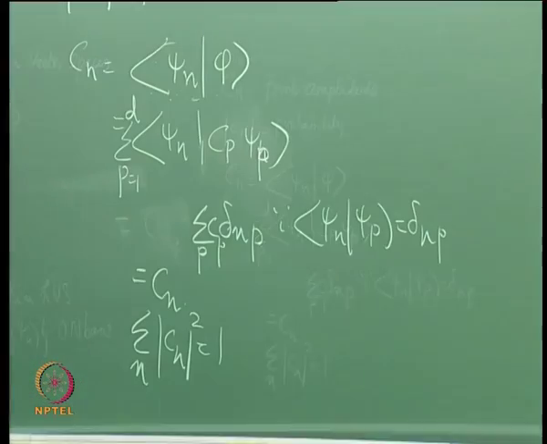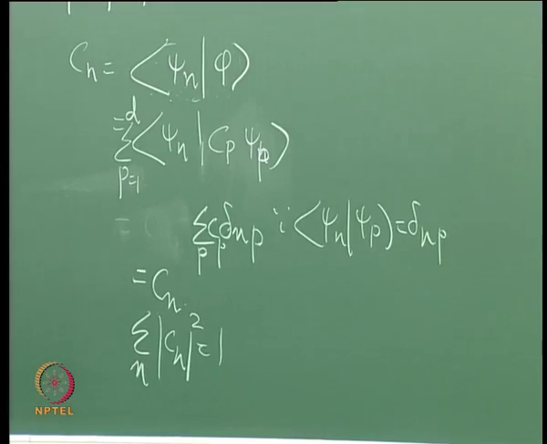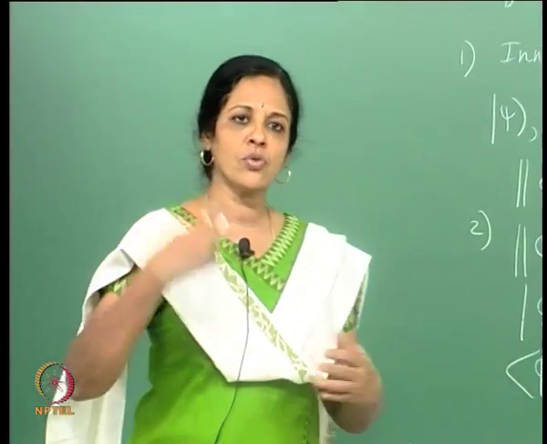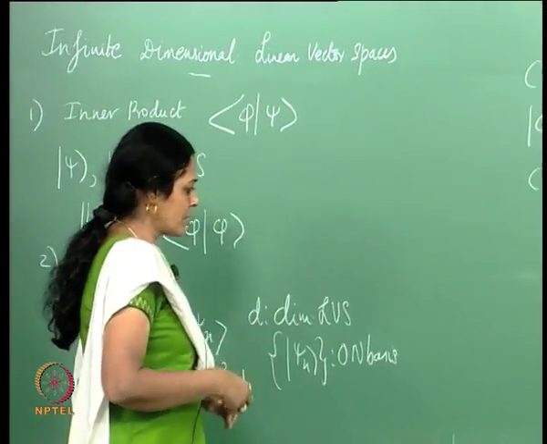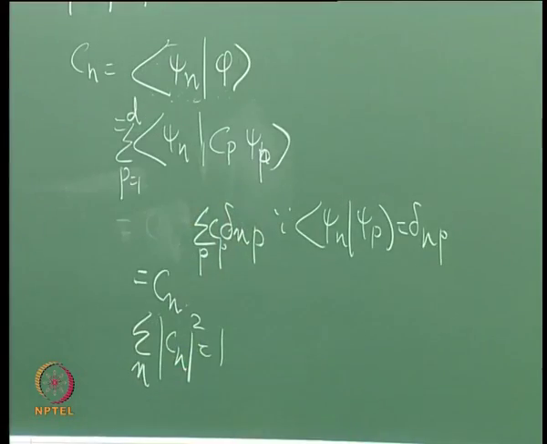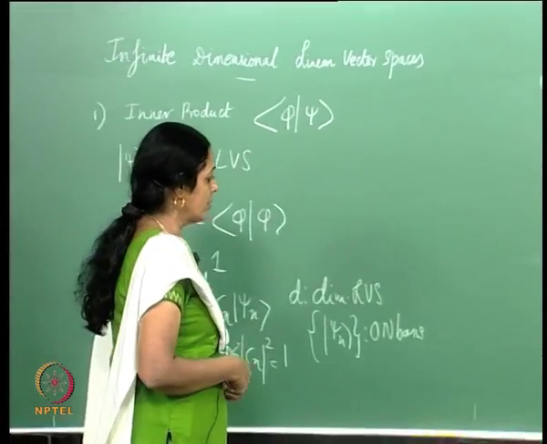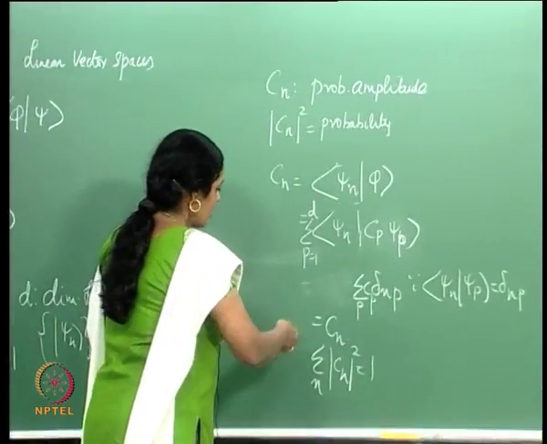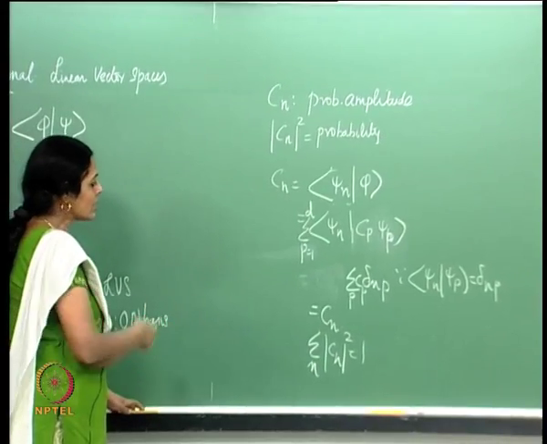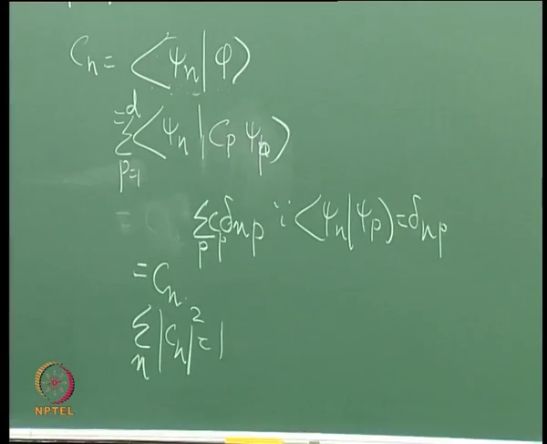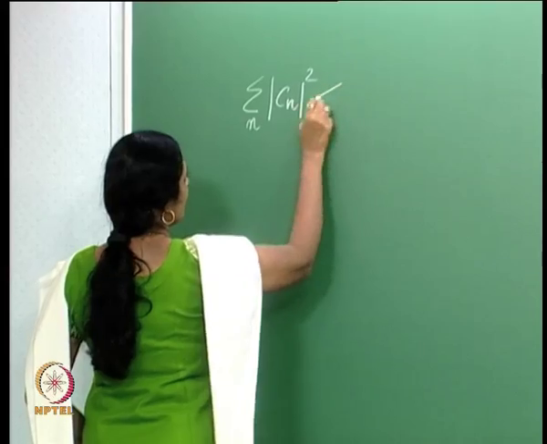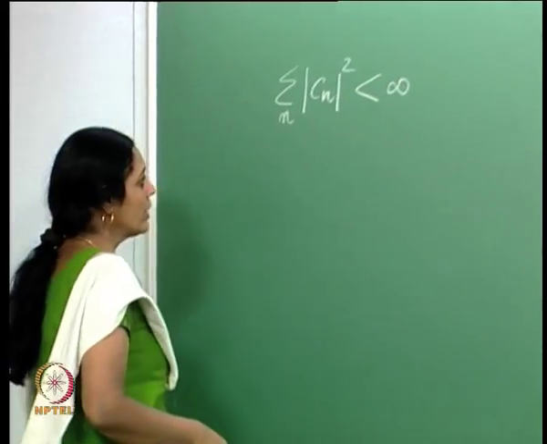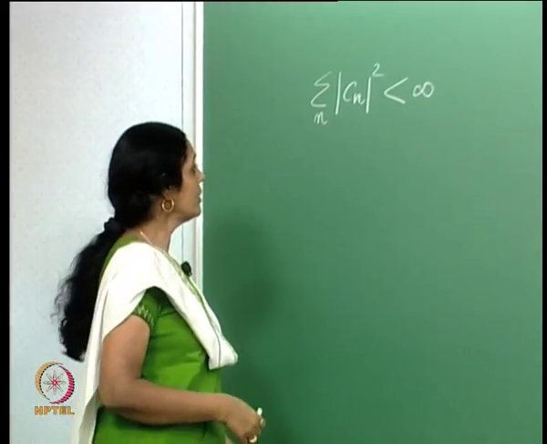This probabilistic interpretation is very fundamental to quantum mechanics, and we would like to carry this into the structure of linear vector spaces, even in infinite dimensional linear vector spaces. One thing is clear, that because of that, we have a situation where summation over n mod Cn squared is less than infinity.